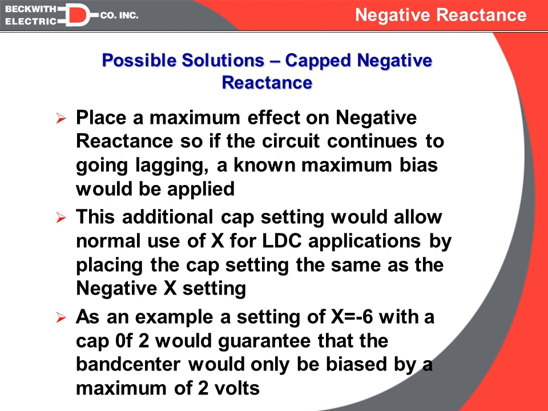So if we could cap that compensation, then we could limit the amount of effect it would have. Now, the reason we need to go with a higher value of maybe -6 or -10 is because we need that slope in order to bias it. But we don't need the full voltage. So we want the slope of a -10, but we may only want to cap it for a 2 volt compensation in either direction. So as an example, if we put in a -6 with a cap of 2, that would guarantee that the band center would never be biased by more than 2 volts in either direction. Once we got up to the cap, there would be no more bias applied.